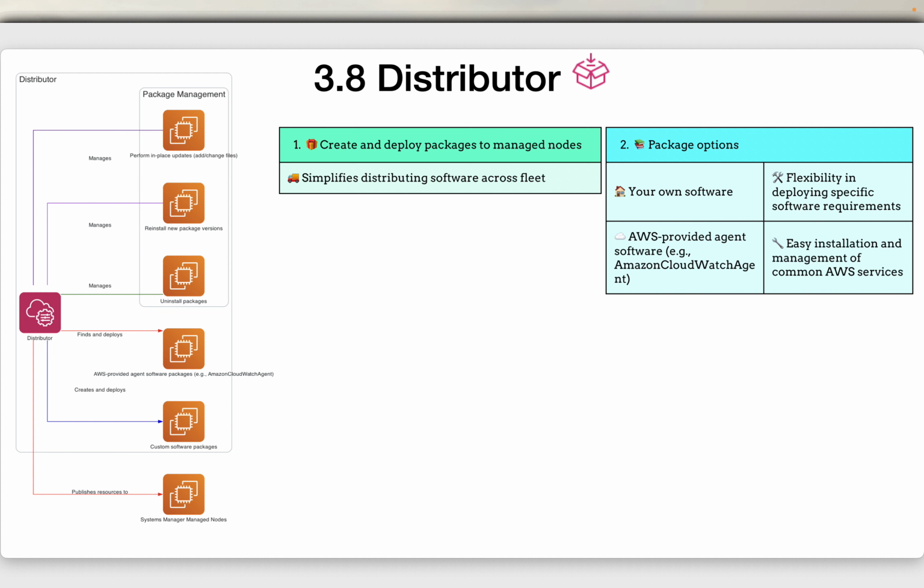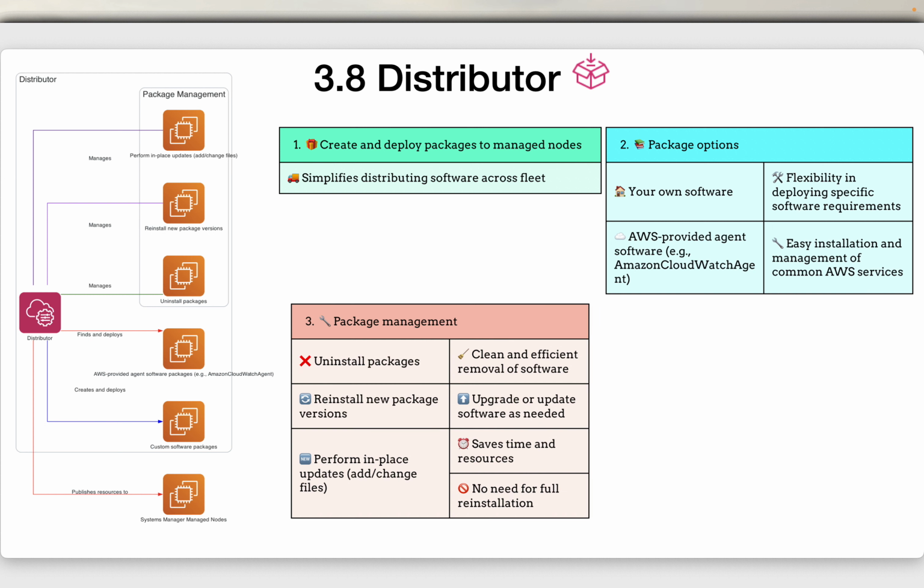Distributor also allows you to find and deploy AWS provided agent software packages such as the Amazon CloudWatch agent, thus making it easy to install and manage common AWS services on your managed nodes. After installing a package, you can use Distributor to uninstall from your managed nodes, providing a clean and efficient way to remove software when it's no longer needed.